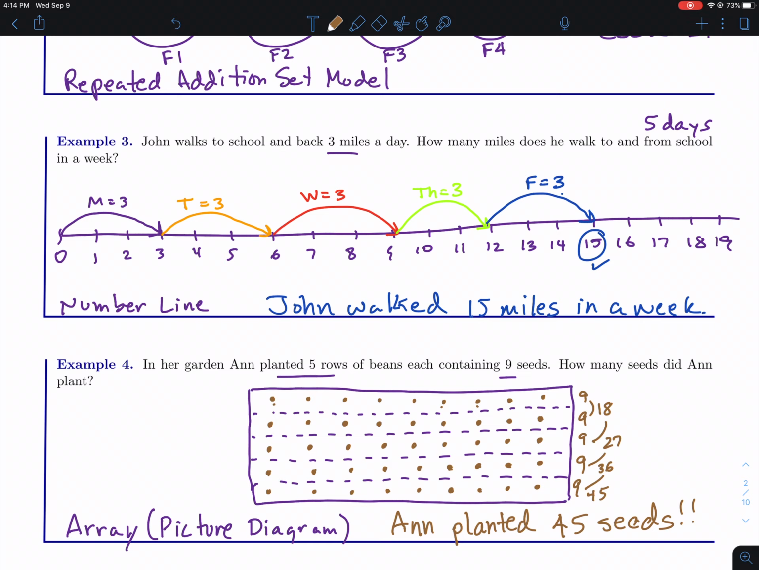All right. Is that okay with everybody? So everybody okay with the array / picture diagram version? All right, perfect.